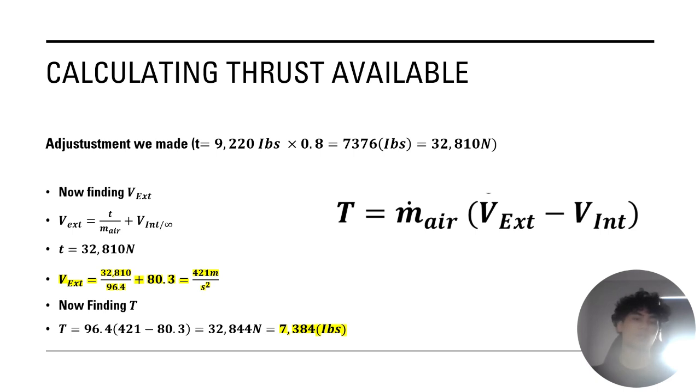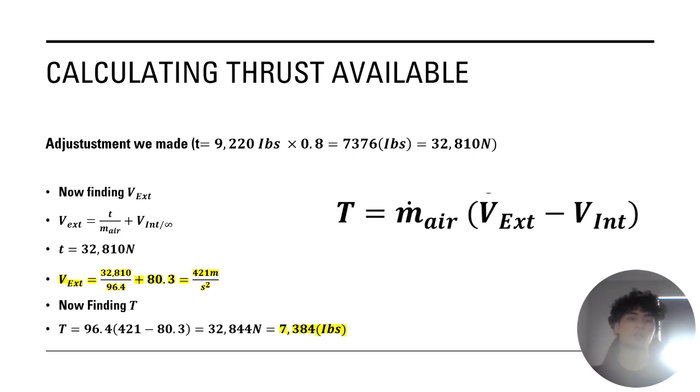Next, we found our exit velocity. By using these following values, 32,810 newtons as our thrust value, 96.3 kilograms per second for mass flow rate, and an inlet velocity of 80.3 meters per second, when substituted into the equation shown in the slides gives us our exit velocity of 421 meters per second.